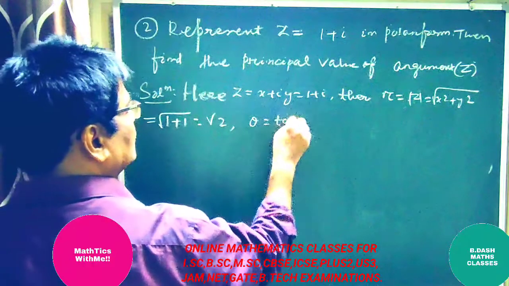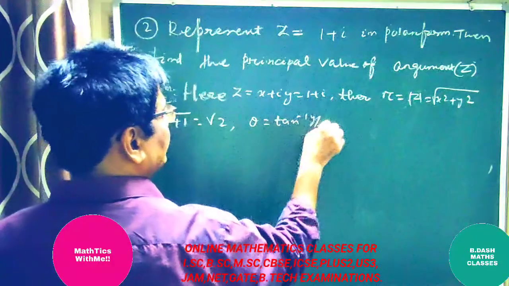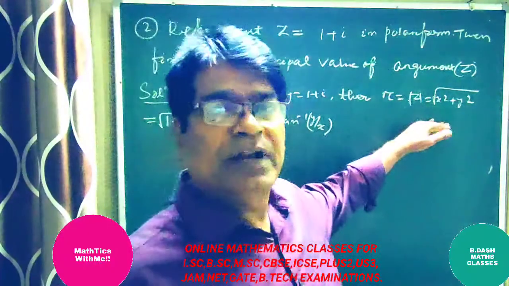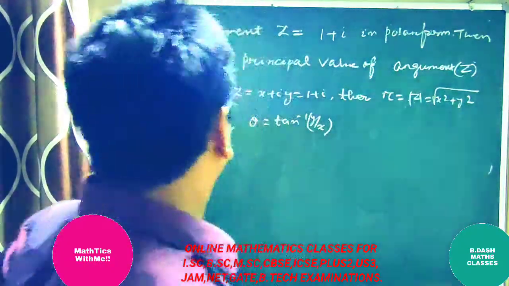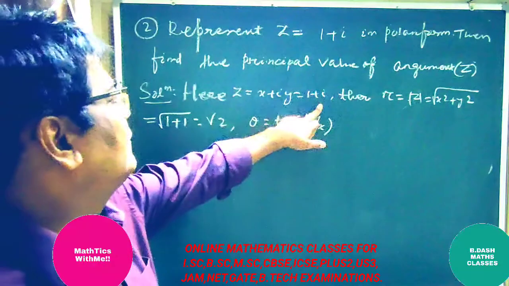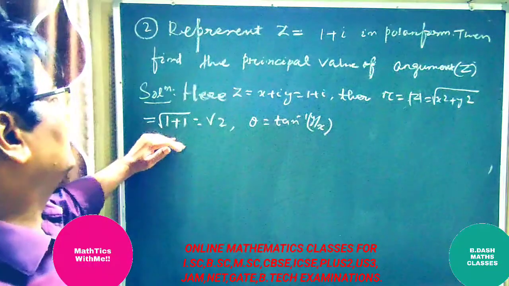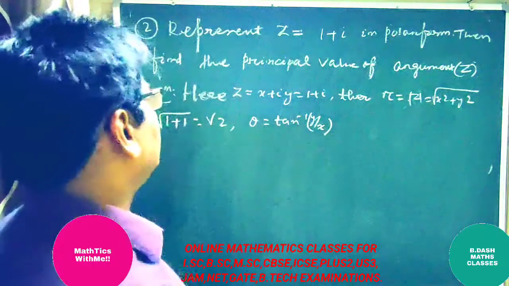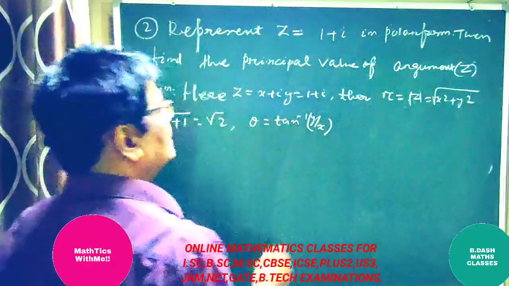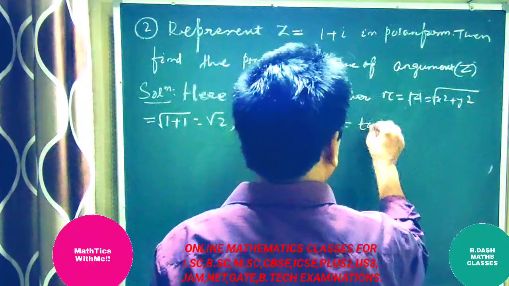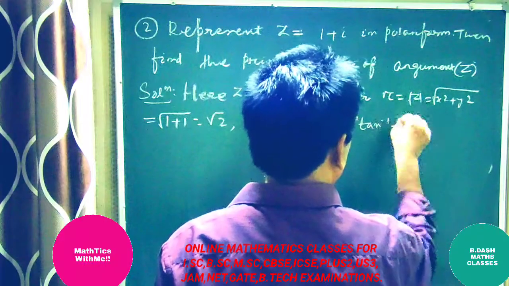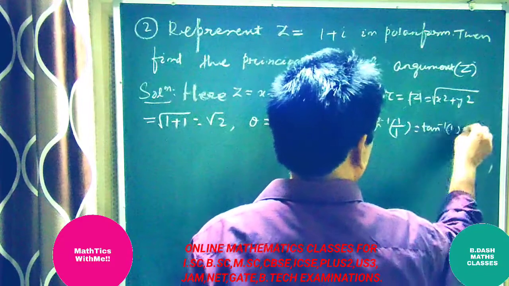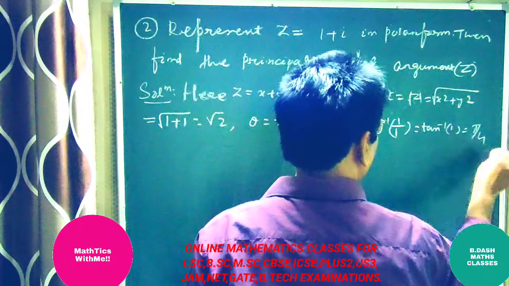Theta is equal to tan inverse y by x. We know r is equal to mod z, which is square root of x square plus y square. Here x is 1, y is 1. So this is square root of 1 plus 1, which is root 2. And theta is equal to tan inverse y by x is equal to tan inverse 1 by 1, which is equal to tan inverse 1. So this is pi by 4.